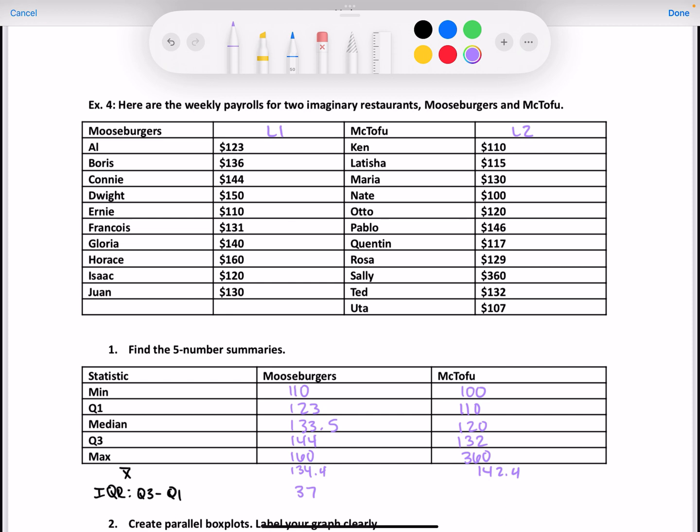IQR is Q3 minus Q1, right? Yep. Did you get 37 for your IQR? Did I type in the wrong numbers? I may have typed in the wrong numbers. And I got 21. Yeah, me too. I typed in the wrong number. I was looking at the wrong column. Just fine. Don't worry.